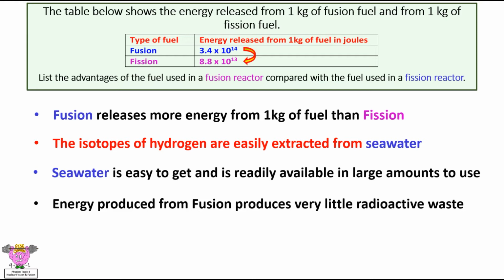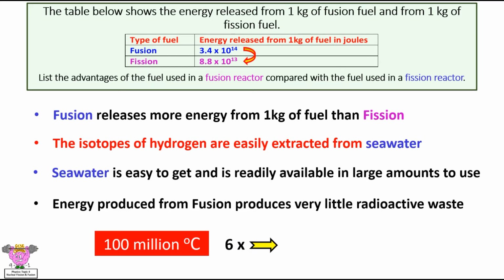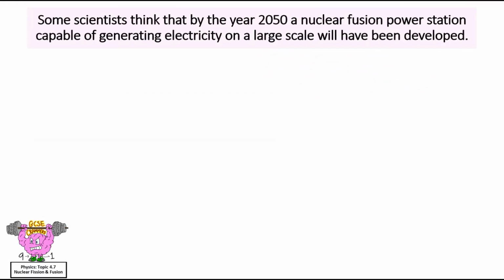However, nuclear fusion on Earth has not proved possible because of the extreme temperatures required, at least 100 million degrees Celsius, 6 times hotter than the Sun. And scientists have not been able to achieve cold fusion either. Some scientists think that by the year 2050, a nuclear fusion power station capable of generating electricity on a large scale will have been developed.